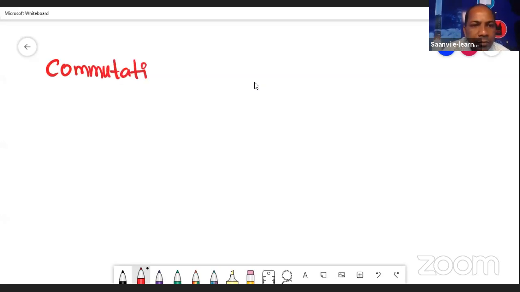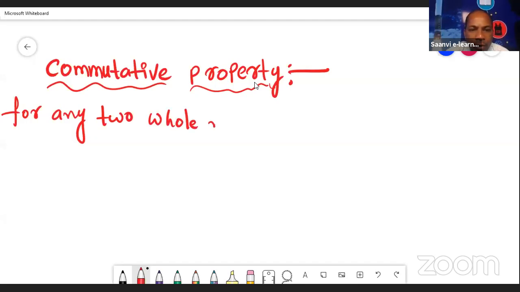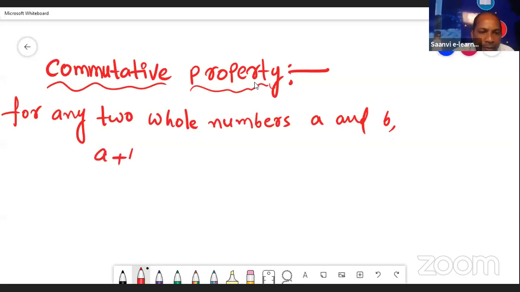Let us see what is commutative property. If we add any two whole numbers, suppose A and B are any two whole numbers, for any two whole numbers A and B, when we add these two whole numbers in any order, we get the same result, and that result is always a whole number.